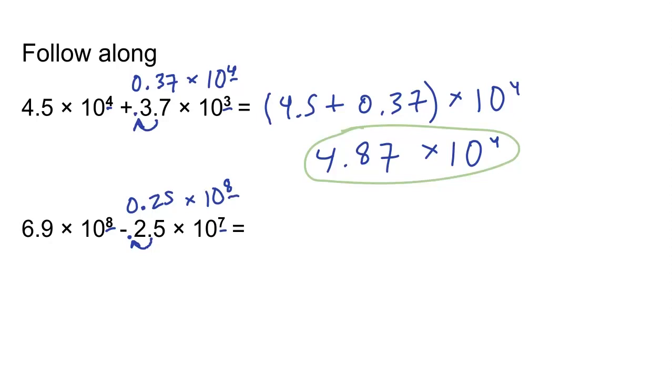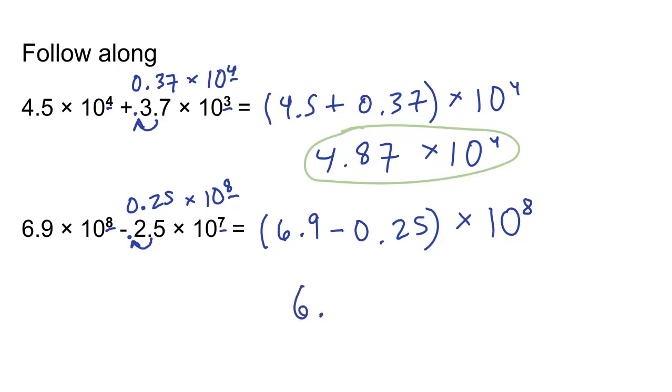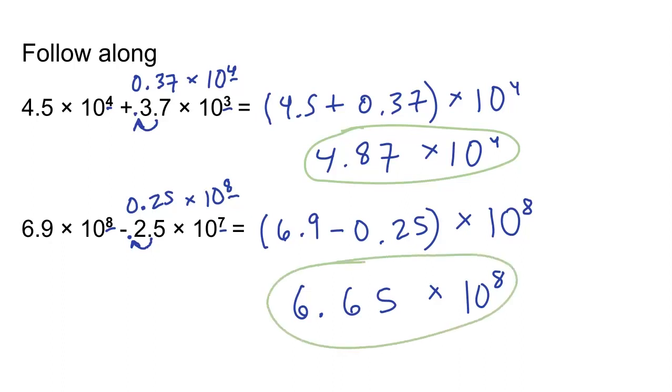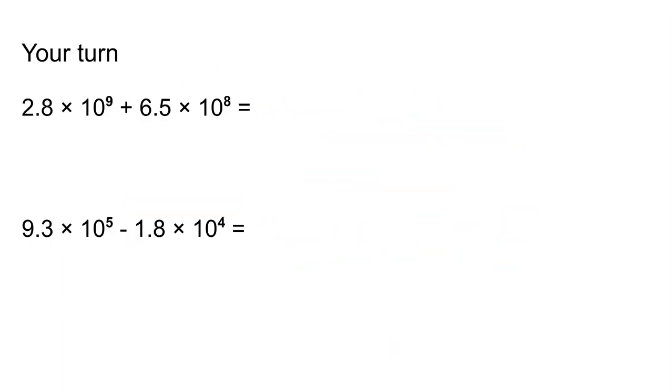So I can go ahead and subtract the coefficients, which is 6.9 minus 0.25 times 10 to the 8th power. And 6.9 minus 0.25 is 6.65 times 10 to the 8th power. And that's my final answer. Now it's your turn to practice. Pause the video and solve the problems.